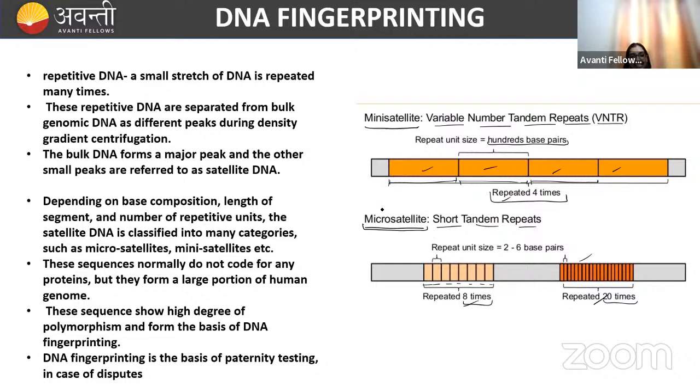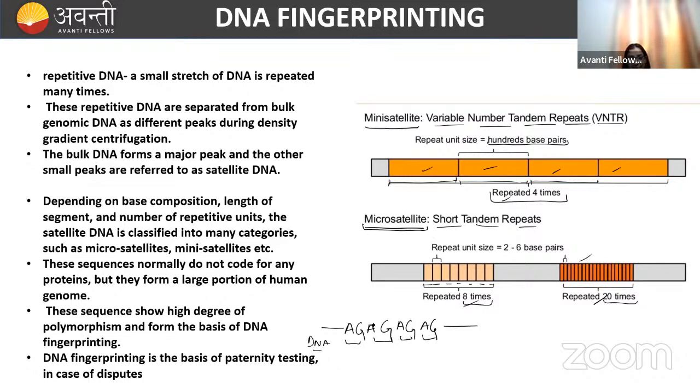And we know that this non-coding sequence or repeated DNA shows a high degree of polymorphism. Polymorphism is the change in the sequence of the genome. For example, if this is a sequence, this is a repeated unit. This sequence is repeating again and again. AG, AG, AG, AG, AG.